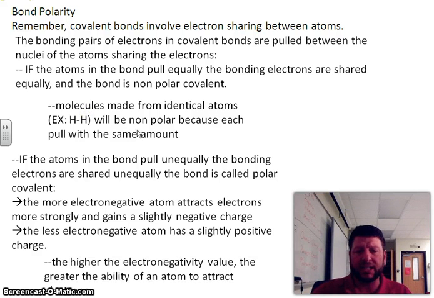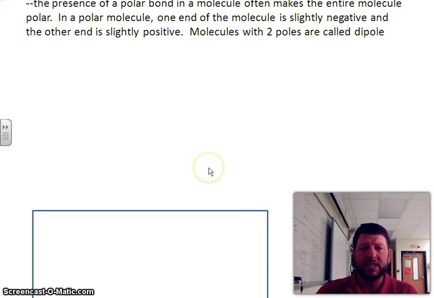Now, the higher the electronegativity value, the greater the ability of an atom to attract the electrons. We can look at two atoms and figure out their electronegativity, and we can determine how they are going to bond based on the difference between the two electronegativity values of those atoms. Remember, the presence of a polar bond in a molecule often makes the entire molecule polar. In a polar molecule, one end is slightly negative and the other end is slightly positive. Molecules with two poles are called dipoles.